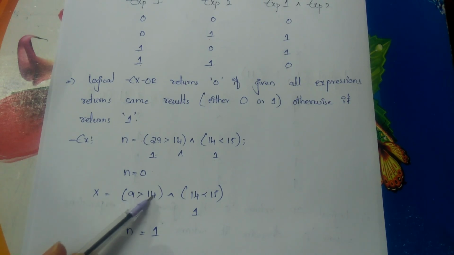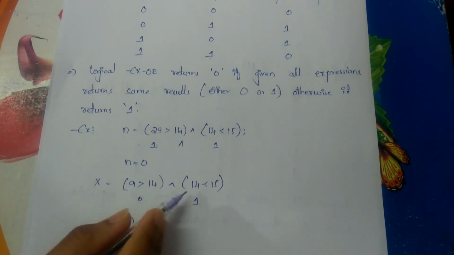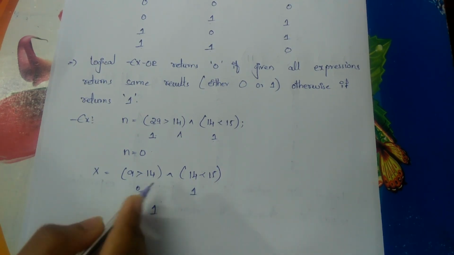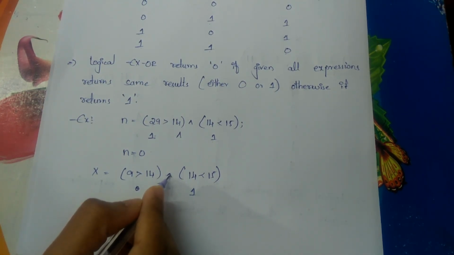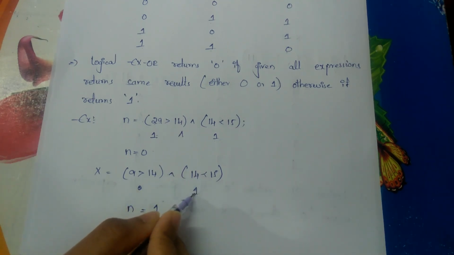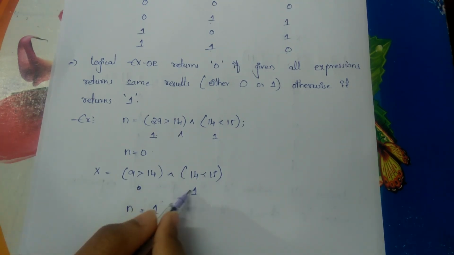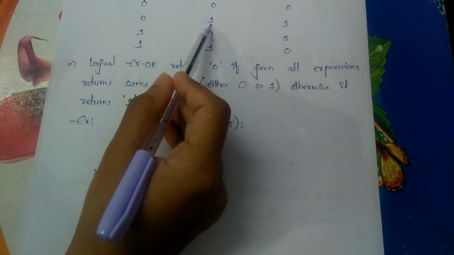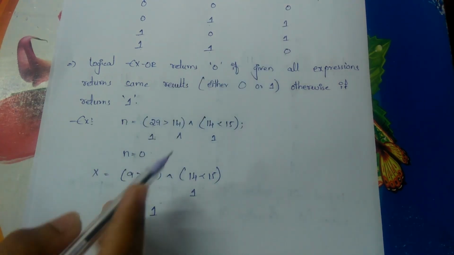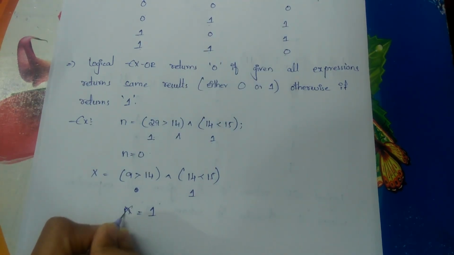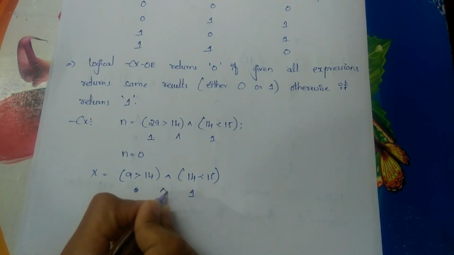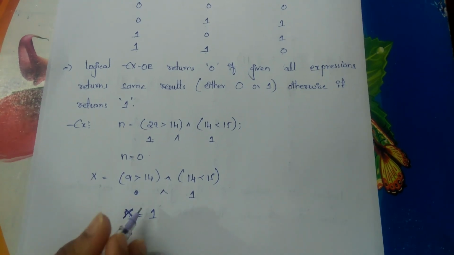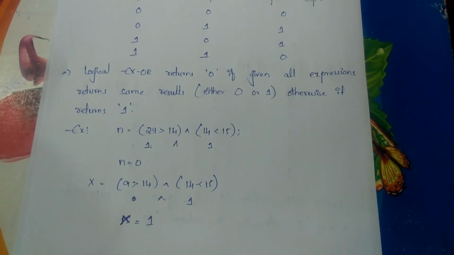Next, x equals 9 greater than 14 logical XOR 14 less than 15. 9 greater than 14, this statement is false, and 14 less than 15 is true. So we are applying the logical XOR between 0 and 1. The first statement is 0, the second statement is true, so finally it returns 1. So when we are applying logical XOR between 0 and 1, it returns 1. Therefore x equals 1. So this is about the logical XOR.